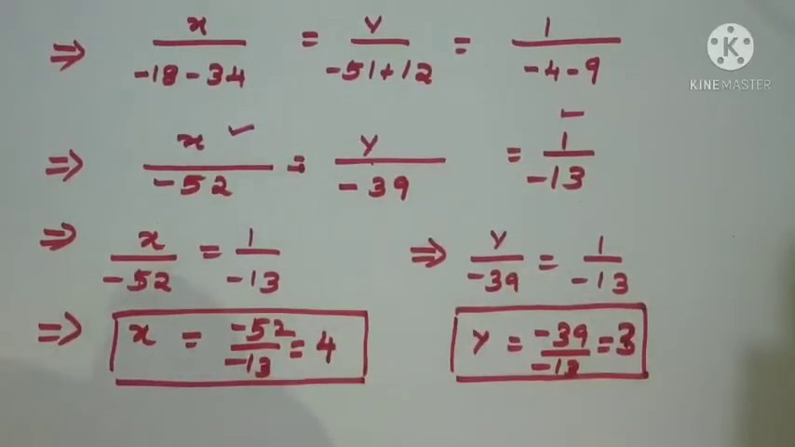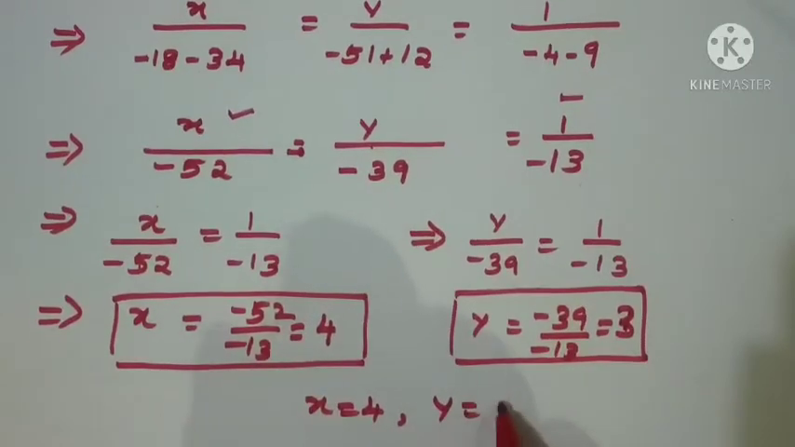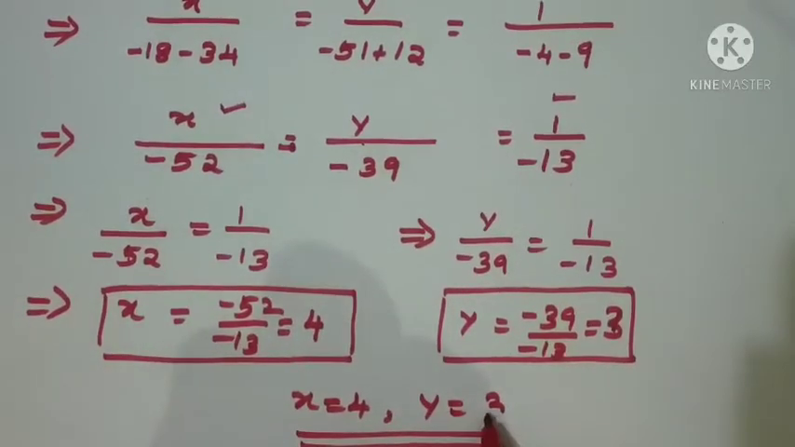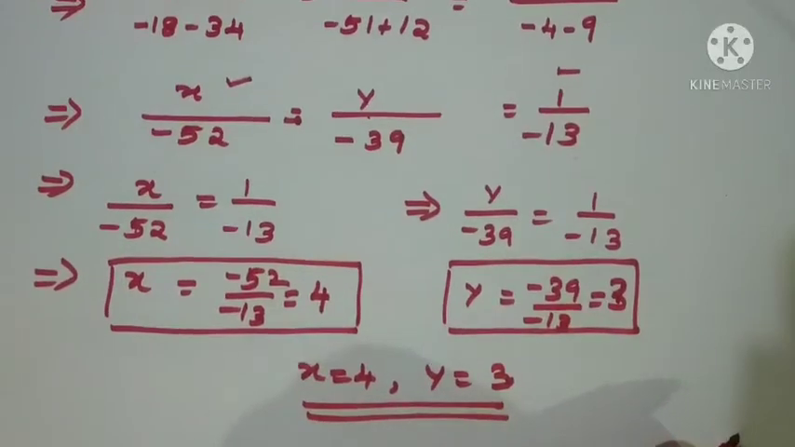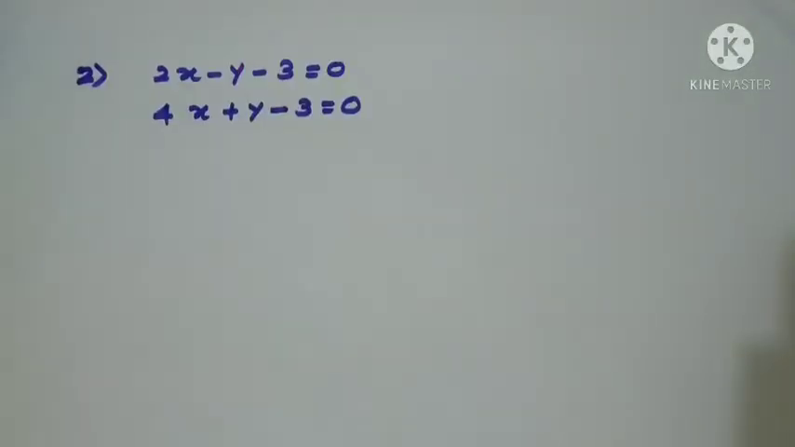So what are the values we got? x equal to 4 and y equal to 3. So the first one you may feel a little bit difficult only. When we do one more sum, at that time you can understand more.